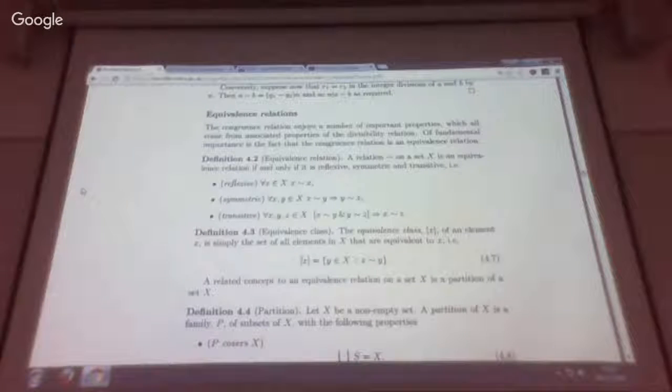Equally, if you start off looking at a partition, if someone's helpfully subdivided the set for you, then there's a very natural equivalence relation where you say two elements are equivalent if and only if they're in the same compartment, in the same subset. That will be an equivalence relation.